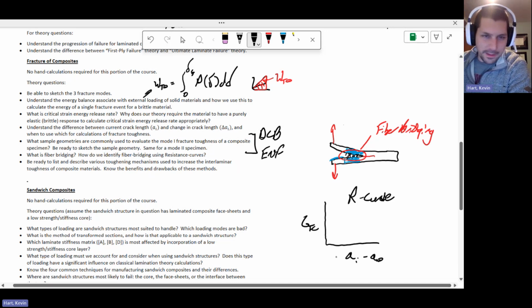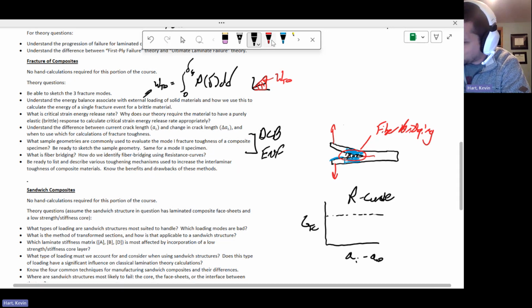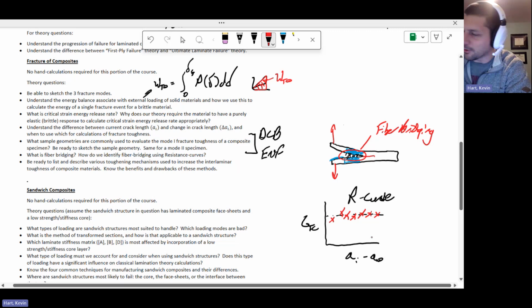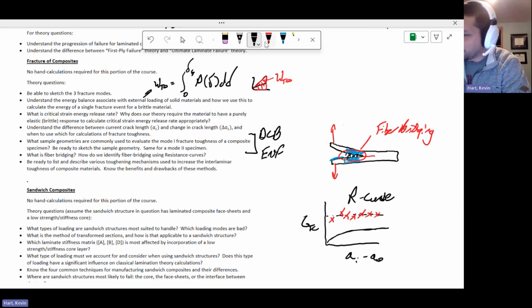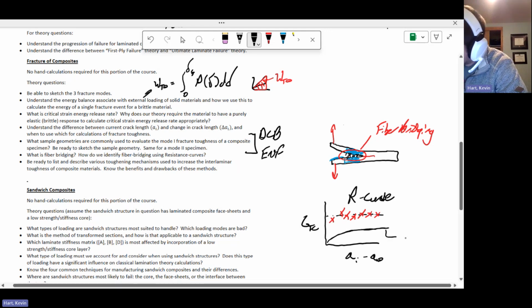If no fiber bridging exists, this is going to be perfectly flat, and you'll see data points that hover around this central value. I think for your homework, most of them had that kind of flavor. But you could also see something that looks a bit more like this, where it rises and then plateaus at a certain value. Okay? So this would be an example of fiber bridging showing itself in the R curve.